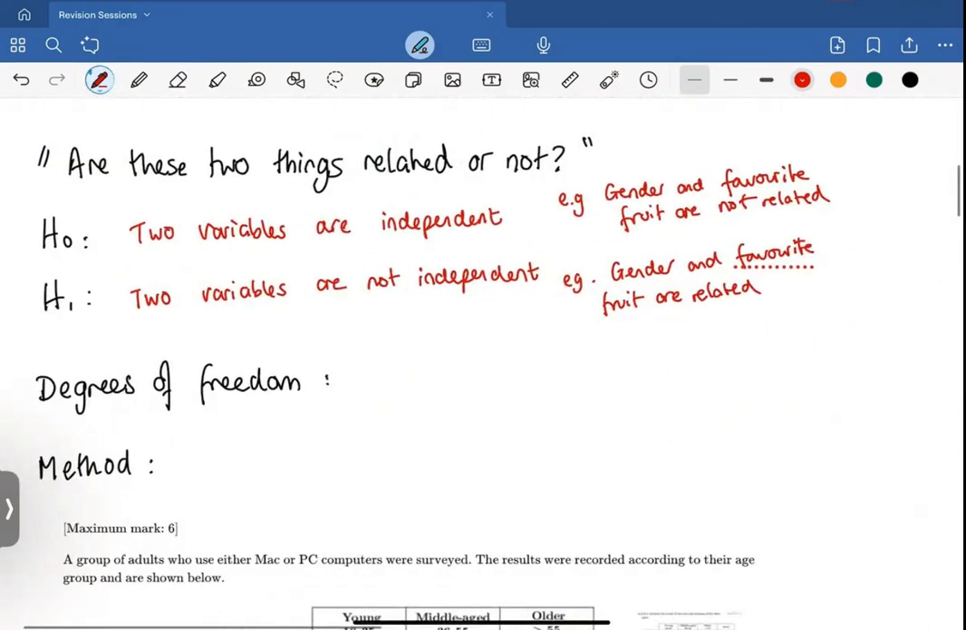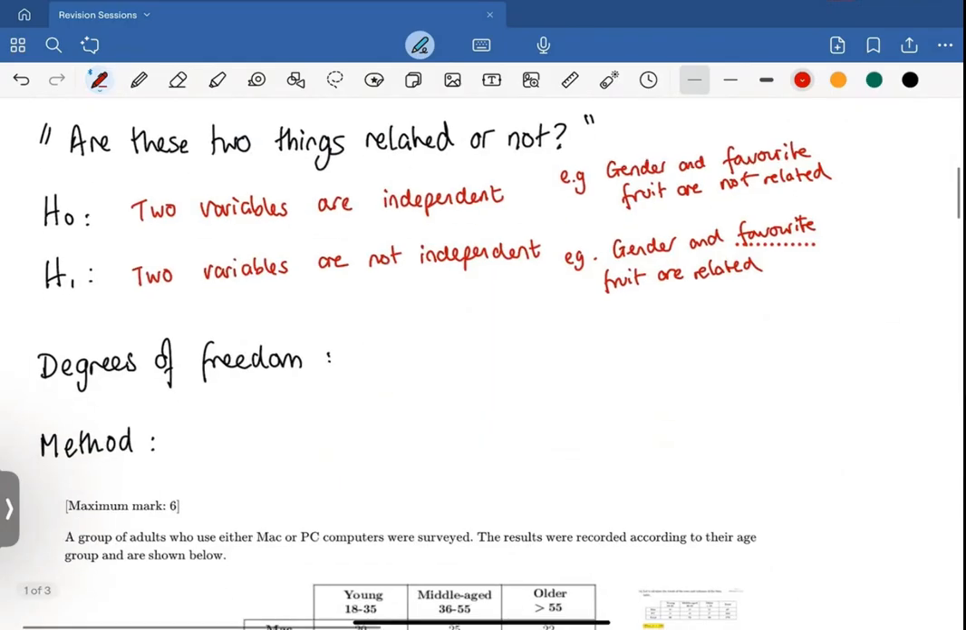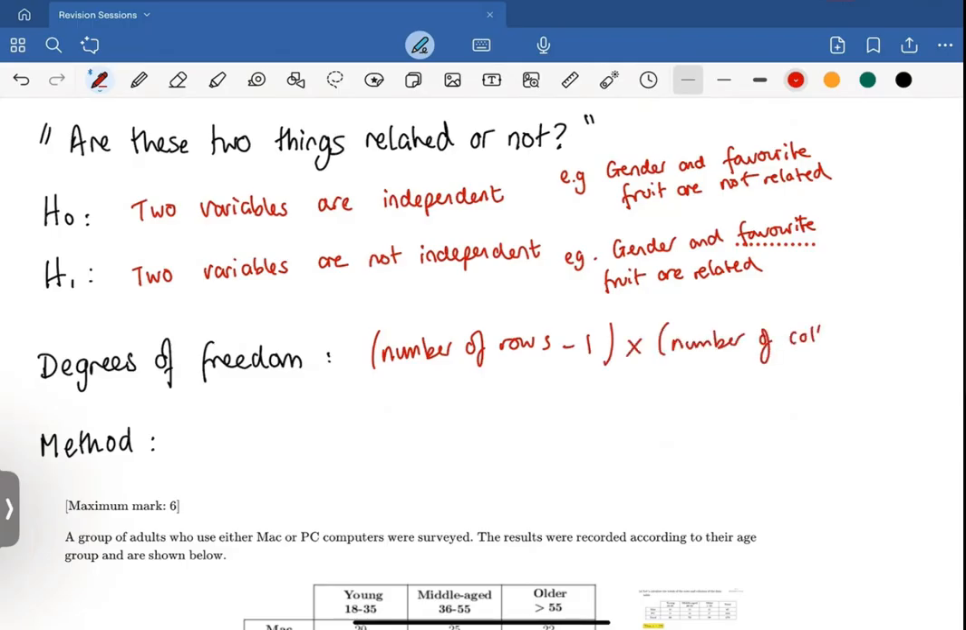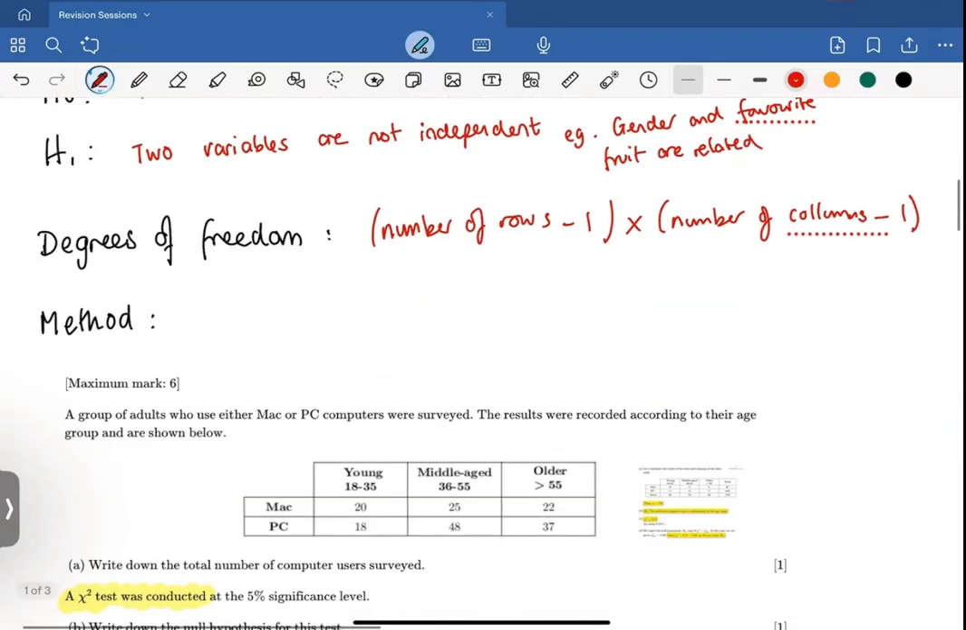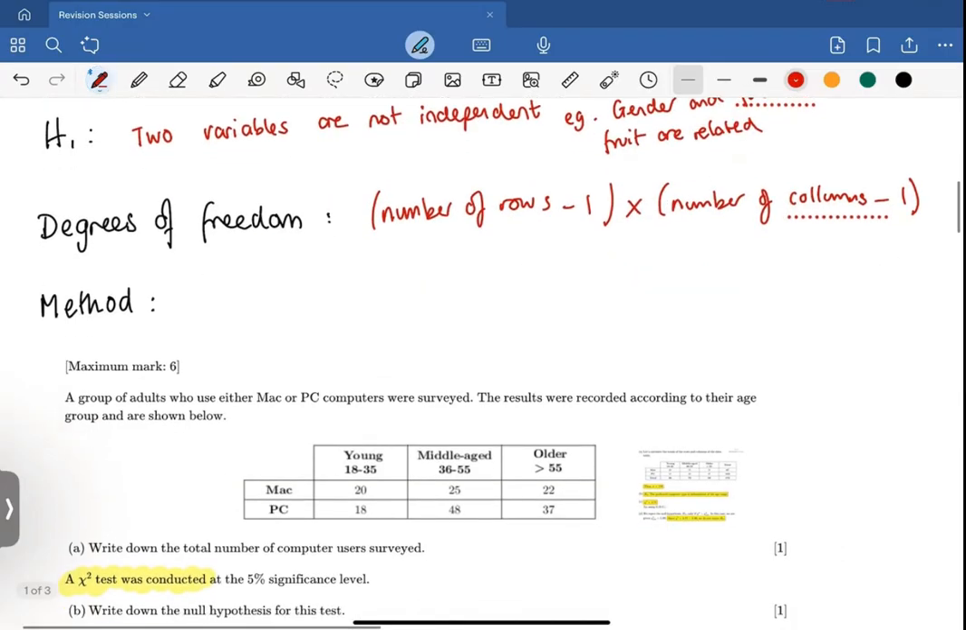Okay, so degrees of freedom. So we might get asked this. Our calculator will tell us what the degrees of freedom are, but we're also expected to know how to show it. And remember, we got that formula. So to work out the degrees of freedom, we do the number of rows minus 1 multiplied by the number of columns minus 1. So we look at this example down here in a second, I'll show you that. And then we'll use this question as a way to go through our method.